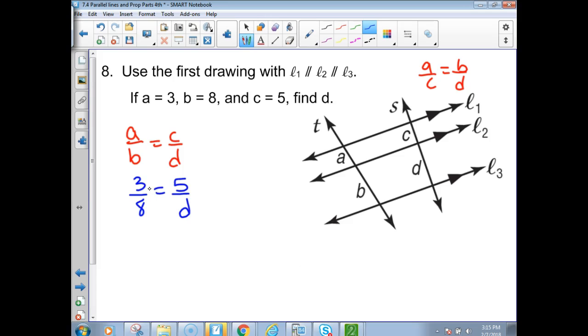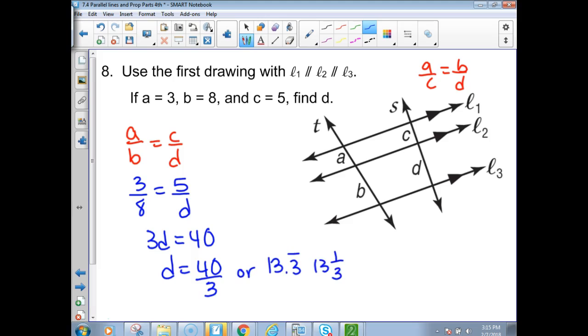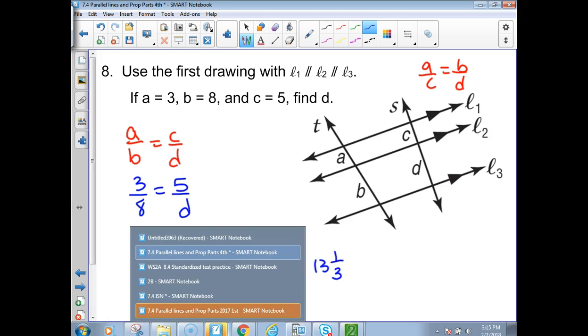Cross products are equal, so 3 times the D value equals 8 times 5, 40. And then we divide by 3. Now, we've been doing this so long that I didn't even show dividing by 3 on both sides. That's what we did. Now, 40 divided by 3, you can leave it as a fraction like that, or you can change it to 13.3 repeating, or 13 1/3. Any of those answers is equivalent.